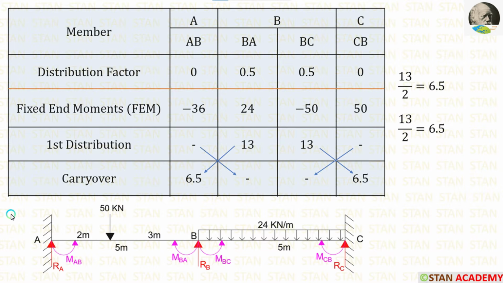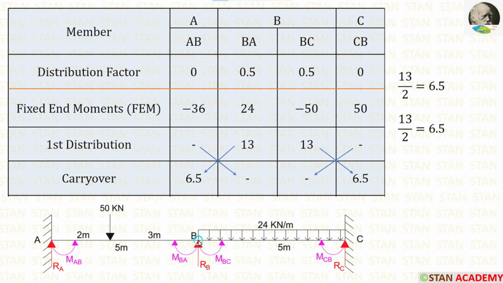Now let us make the carryover. The carryover should be done inside every span. First, let us see the span AB. In the span AB, we are having two moments, MAB and MBA. From MAB, half of the moment will go to MBA, and from MBA, half of the moment will go to MAB. For AB, there is no distribution, so we can't make the carryover. From BA, half of 13 will go to AB, so 13 upon 2, we will get 6.5.